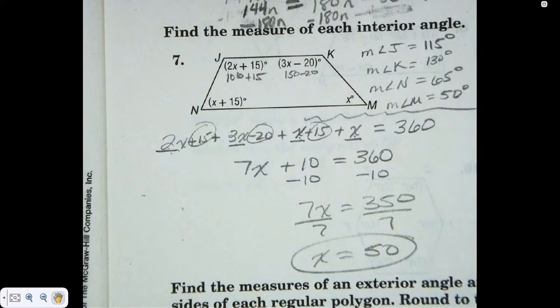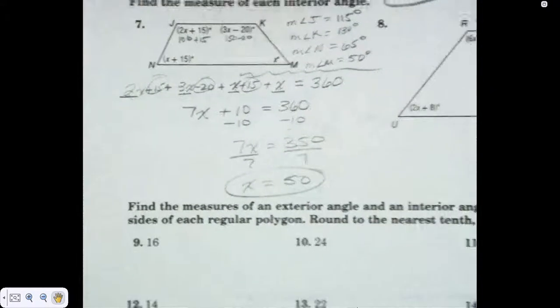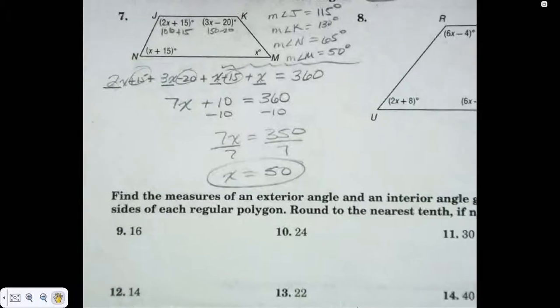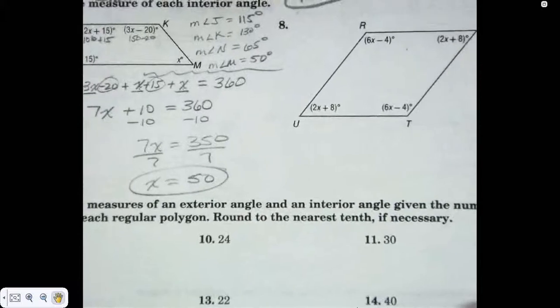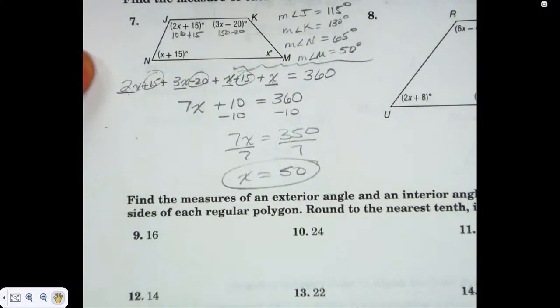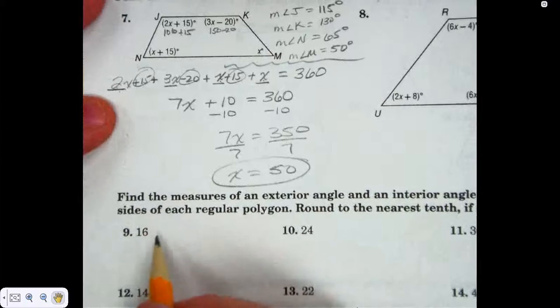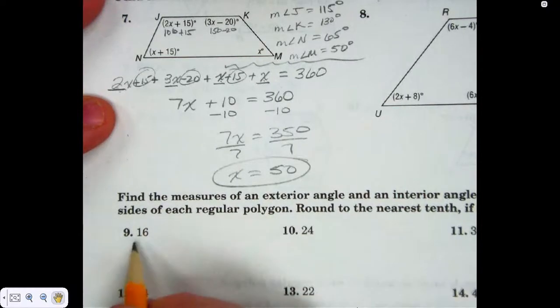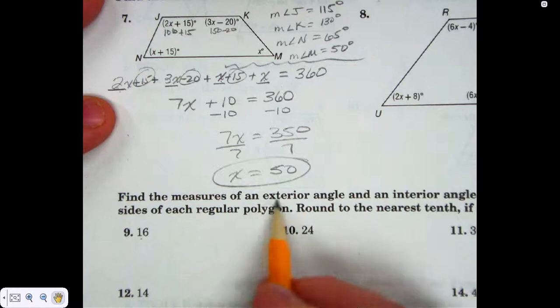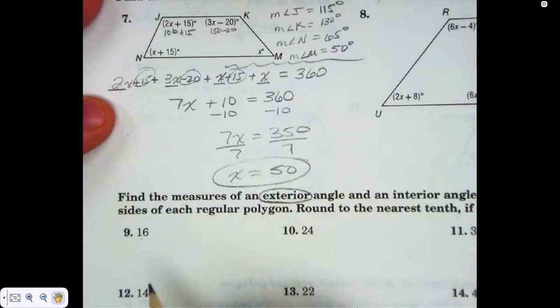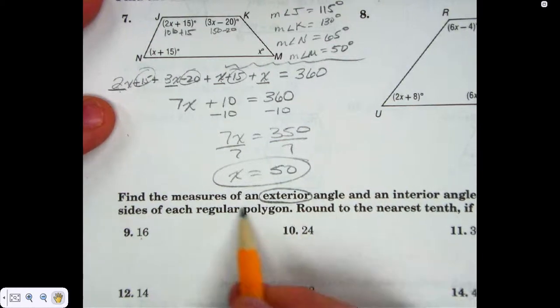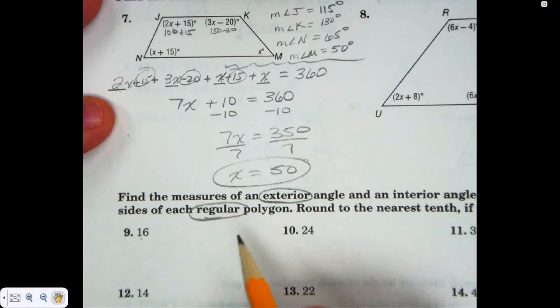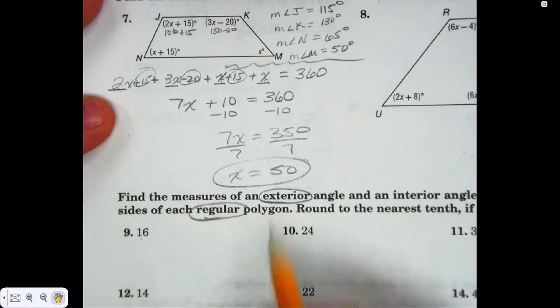Now, the last problem, before I zoom out and let you copy this down, don't copy that down yet. It says find the measure of the exterior angle of an interior angle given the number of sides of each regular polygon. This is so easy, isn't it? This has 16 sides, and they want to know the what? Exterior angle. And they say that it's also what? Regular. So that means all the interior angles are the same, right? So what are all the exterior angles going to be?